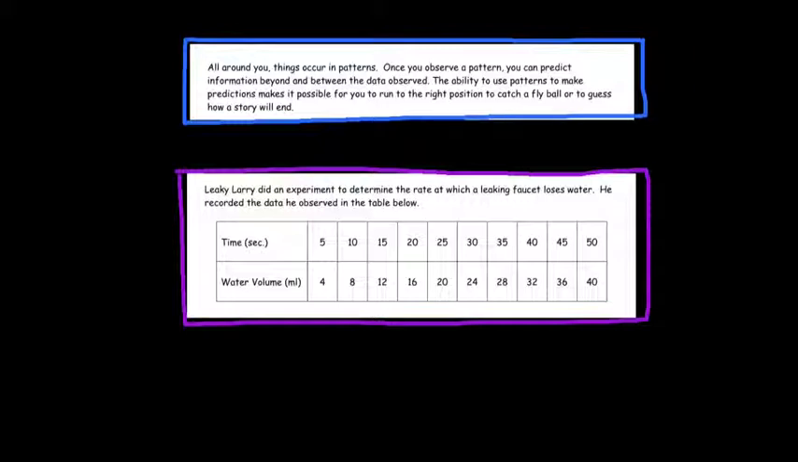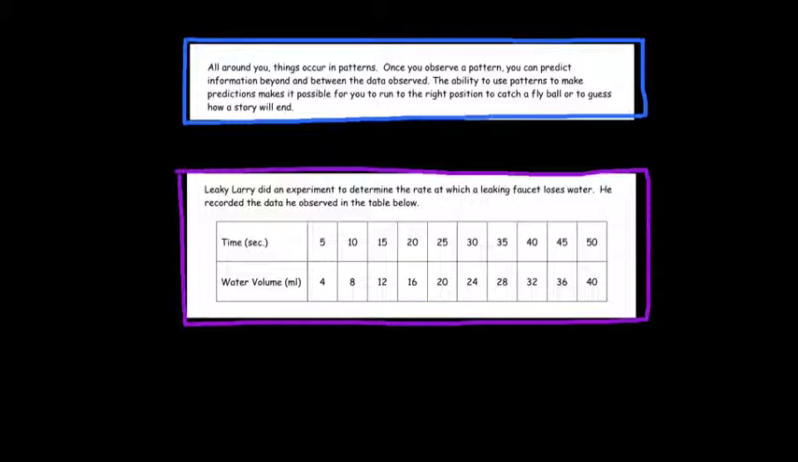What we're going to look at today is an experiment done by Leaky Leary. He did this experiment to determine the rate at which a leaking faucet loses water, and he recorded his data in the table below. Here we're measuring time versus water volume, so we're looking at how time changes and how water volume changes.